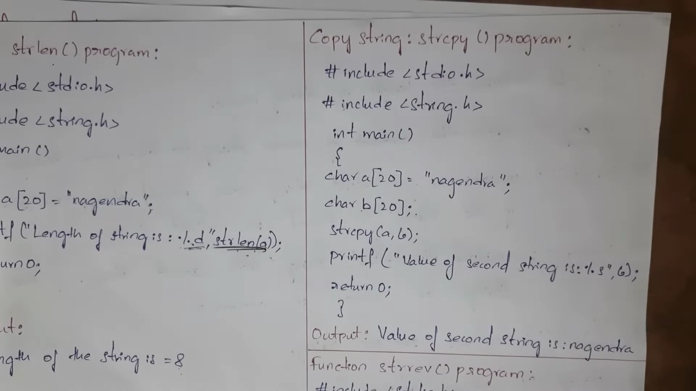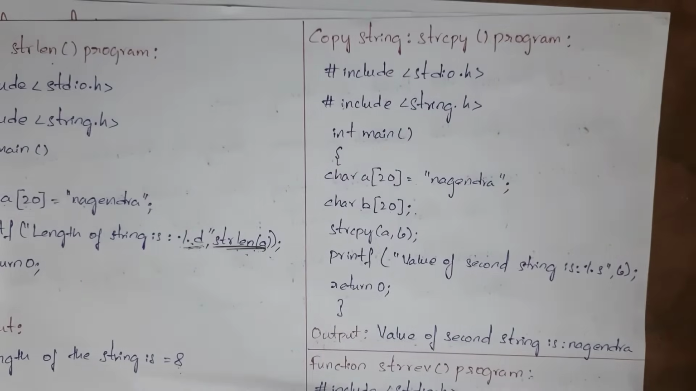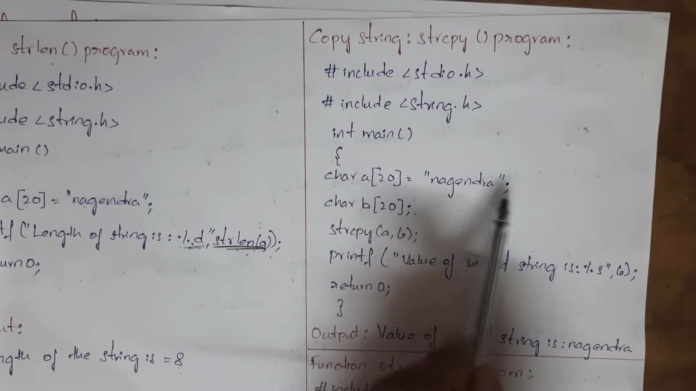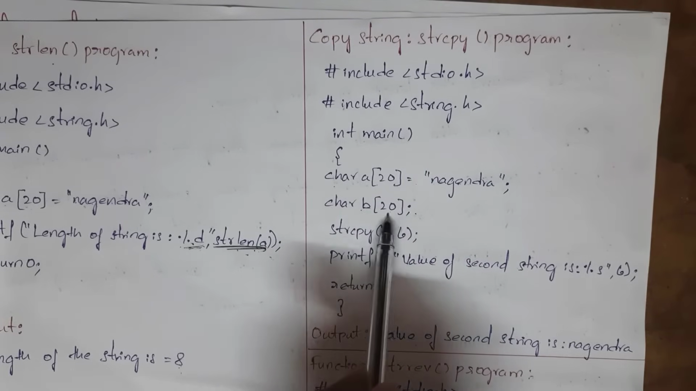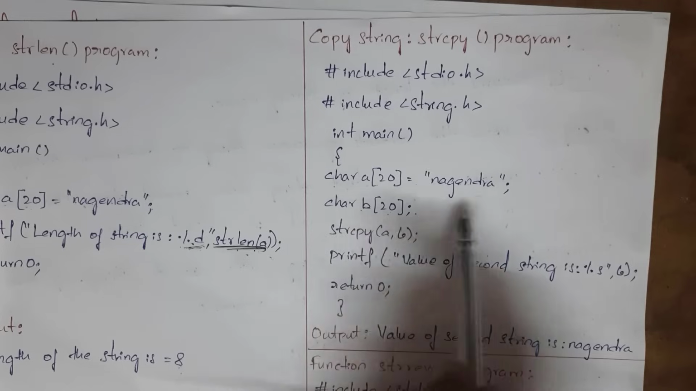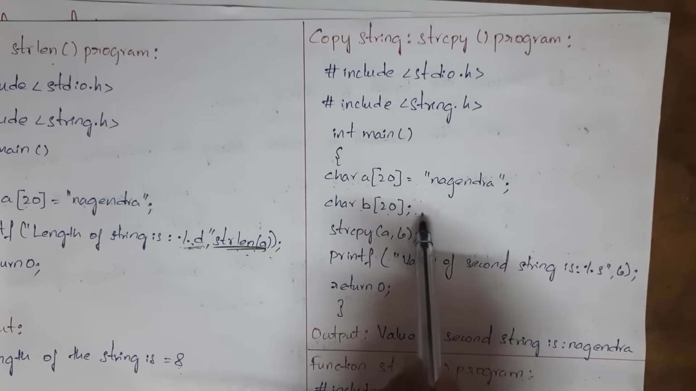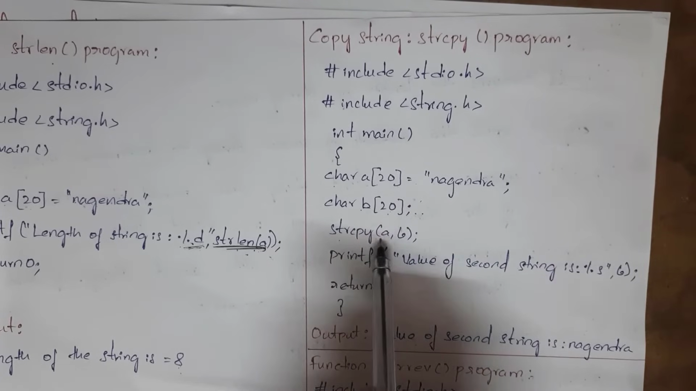Next one is strcpy function, where strcpy stands for string copy. If you want to copy data from one string to another string, then you need to use strcpy function. This is example. Here I written character A of 20 equal to Nagendra. And similarly I took another character, that is character B 20. Now I did not given any value to it. Now I want to copy this data, that is Nagendra, to this character B. So for that purpose I need to use string copy. Here I written string copy A comma B.